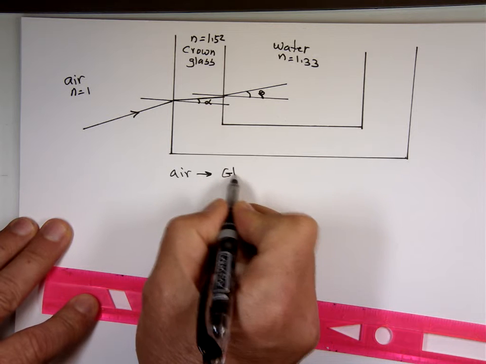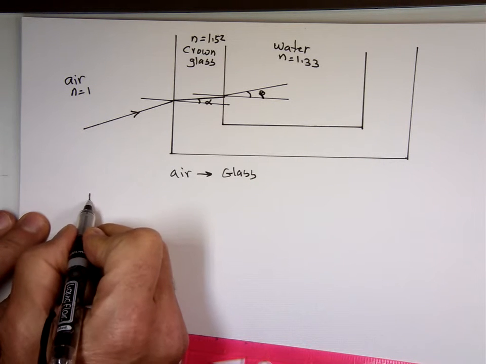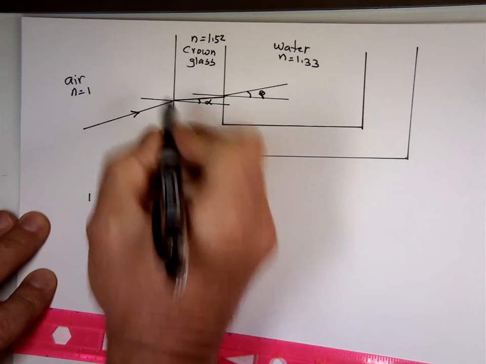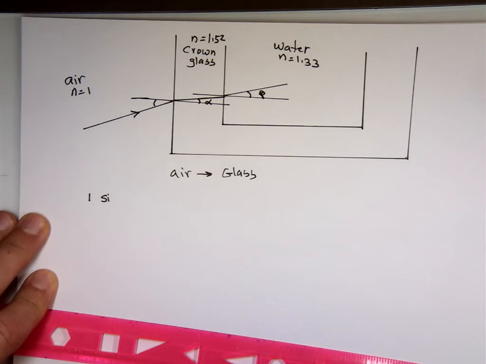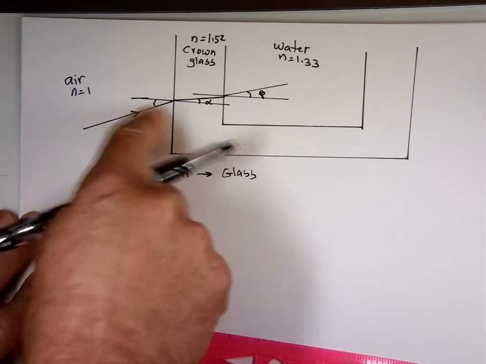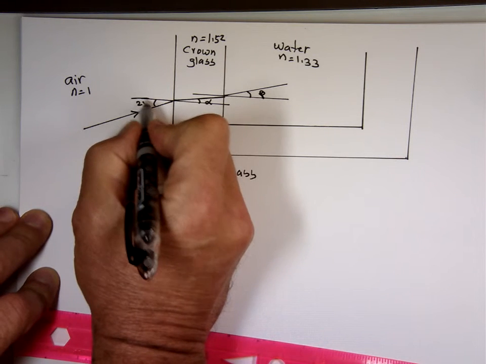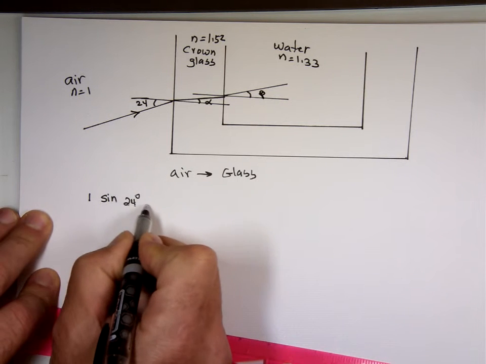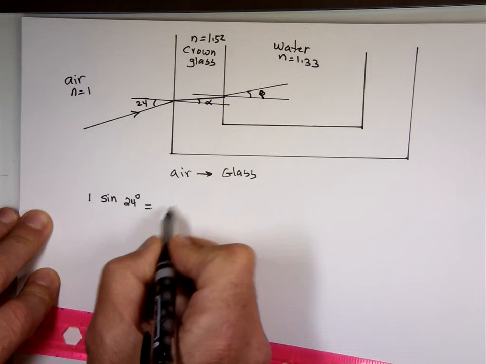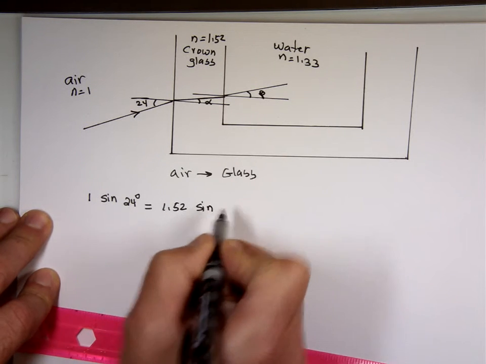If you watch that beam go from air to glass, we go 1, that's N1, sine, I gotta give you an angle first here. What angle do you want to fire the beam at? What do you want to use there to start with? Pick a number. 24. Sine 24 degrees equals N for the glass, which is 1.52, sine alpha.